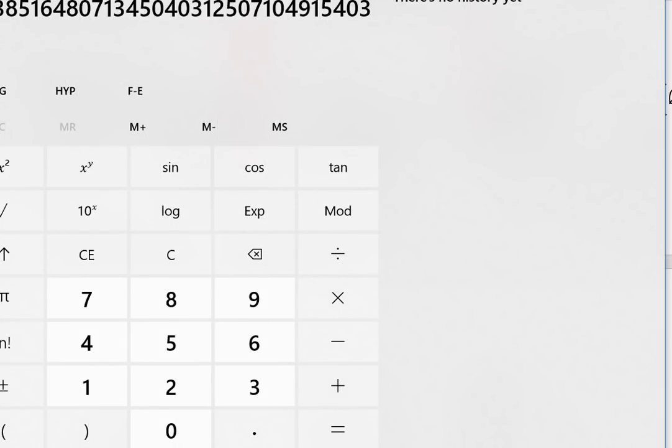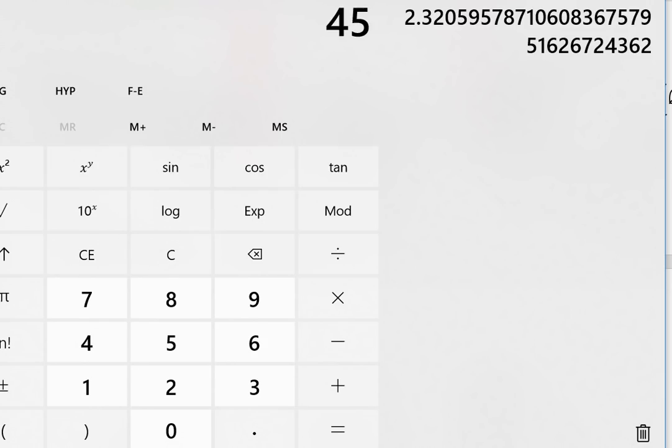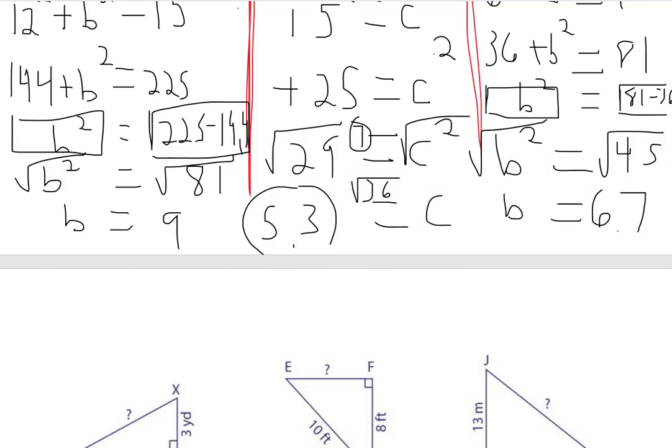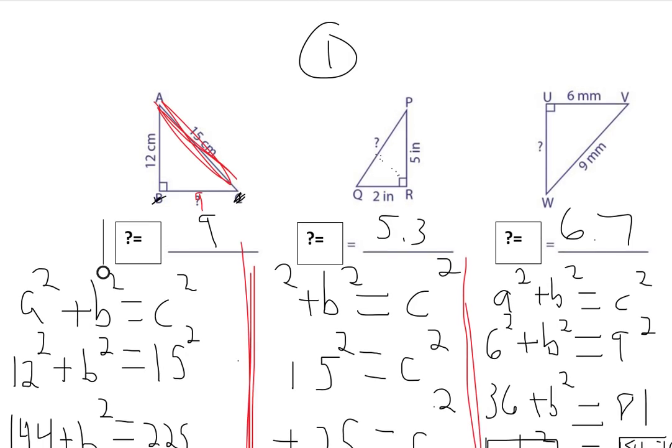Let's see how close we got. The square root of 45. 6.7. Yeah, so that's a good guess. So you'd put this right here. Now, does my answer look reasonable? If you get something longer than 9 here, you did something wrong because 9 has to be our longest side. We solved for the C value in this question, so this side has to be the longest one.